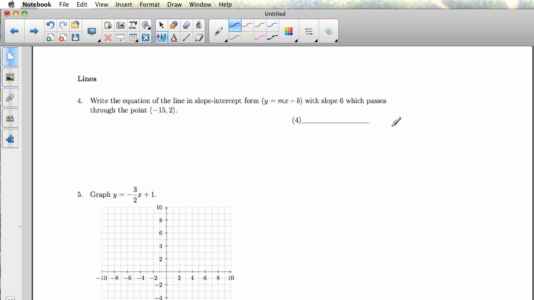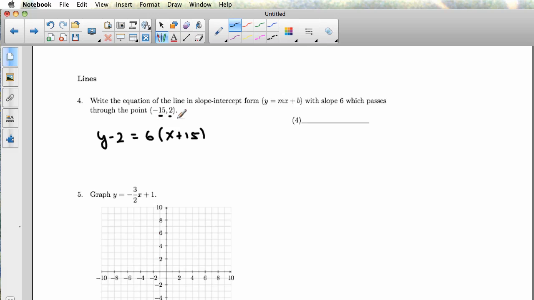Finding the equation of a line. This is important in all future classes that you'll take along the lines of calculus, so we should be able to do this quickly and easily. I use point slope form just because it's very simple and I don't have to hope for different things to be given to me. So for point slope form, the initial form I would have is this. y minus 2, that's y minus the y coordinate I'm given, is 6, the slope, times x minus the x coordinate I'm given. So x minus minus 15 is x plus 15.